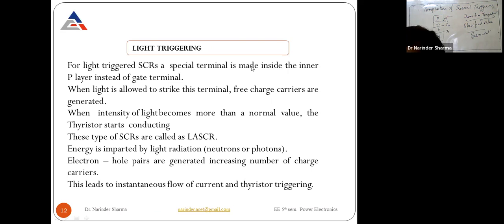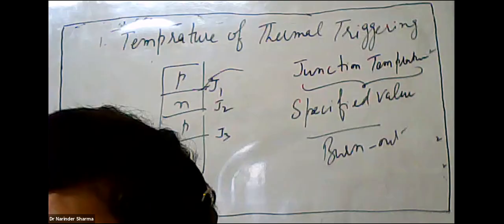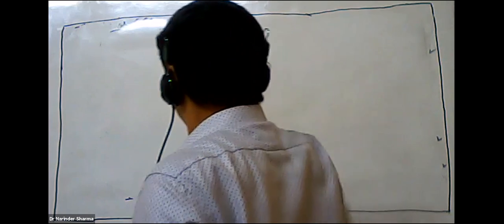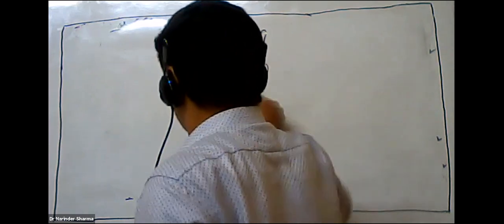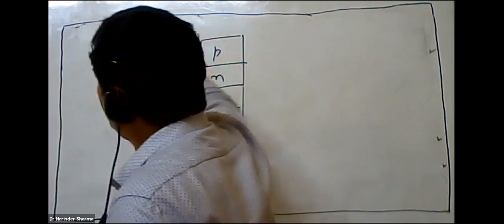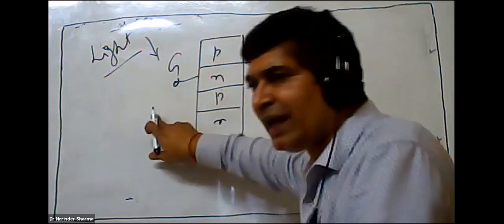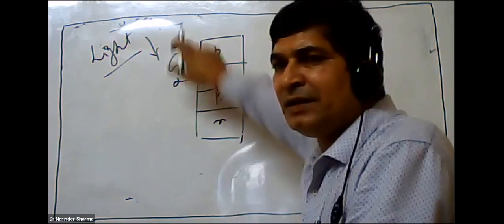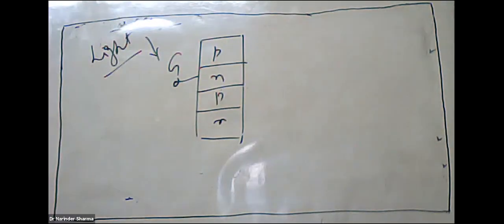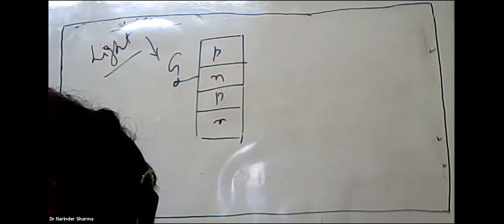So light has to strike the gate terminal. This is the thyristor, and here is the gate terminal. Here light has been struck on it. If the intensity of the light is more, then there is a chance to turn it on instantly. So that's why light triggering is also preferred.